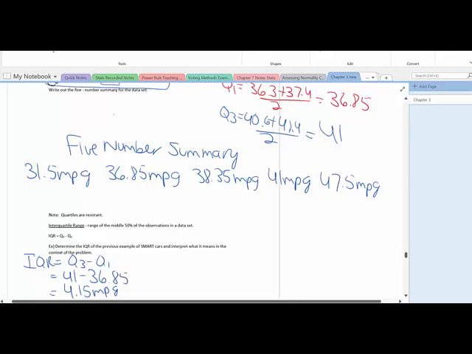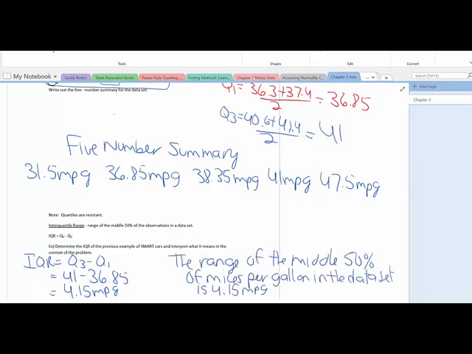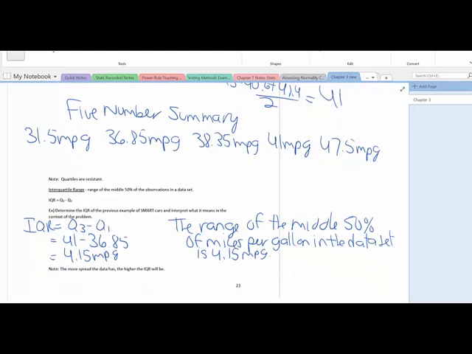Okay, so I'm going to write out what it means in the context of the problem now. So the range of the middle 50% of the miles per gallon in the data set is 4.15 mpg. As a note, the more spread the data has, the higher the IQR is going to be. When I talk about describing the distribution, I refer to describing the shape of the graph, its center, and its spread. So if the shape of the distribution is symmetric, I want to be able to use the mean and the standard deviation. If it's either skewed left or skewed right, we'll use the median instead of the mean and the interquartile range, IQR, rather than the standard deviation.